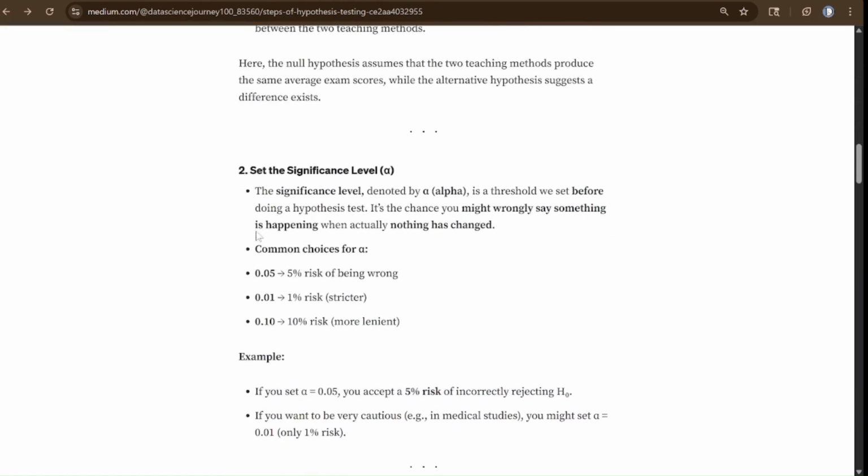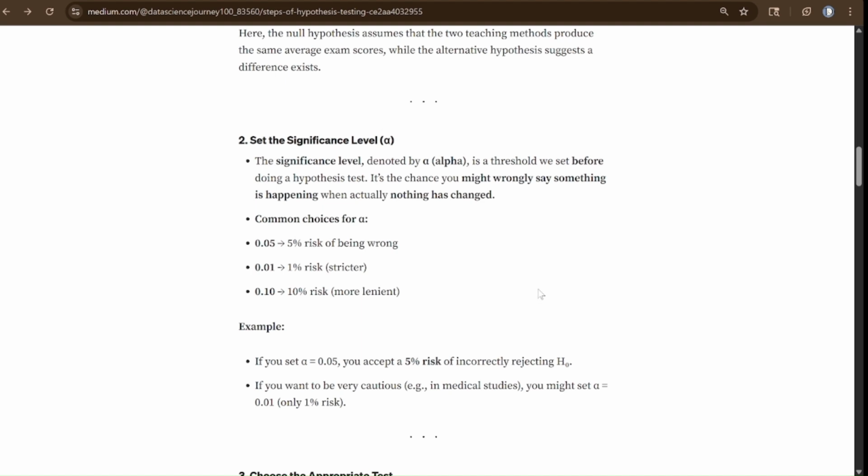Once this is done, the second step is setting the significance level. Significance level is denoted by alpha. It means this is a cutoff you choose to decide if your result is strong enough to trust or not. That means it is a chance you might wrongly say something is happening when nothing has changed. This is the risk. See, 0.05 means 5% risk of being wrong.